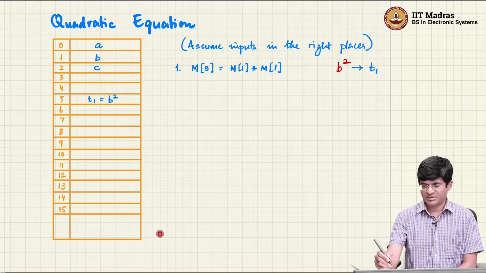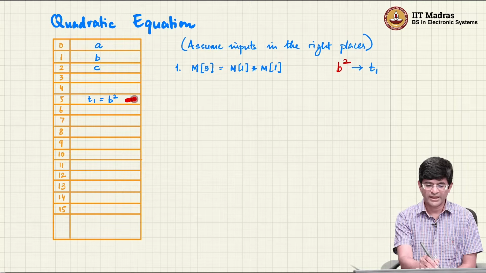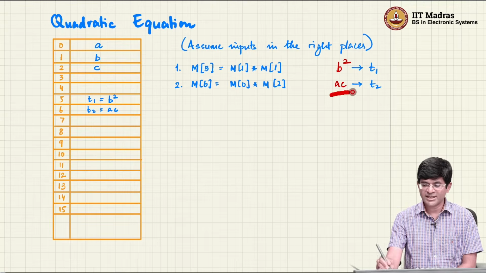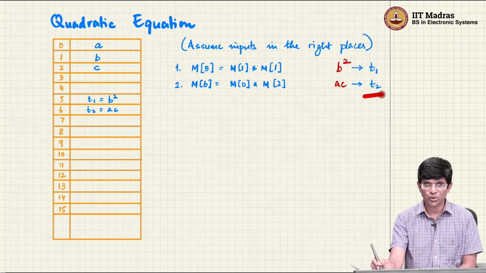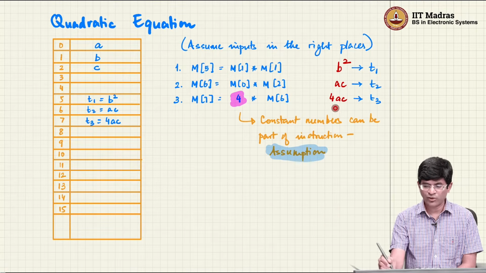Alright, so the first step has been taken. I have computed b squared and I have put it into m5. What would the next step be? Compute a into c. I call that t2 and I put it into m6. Next step, compute 4 into AC.